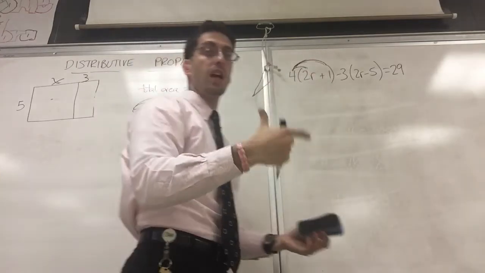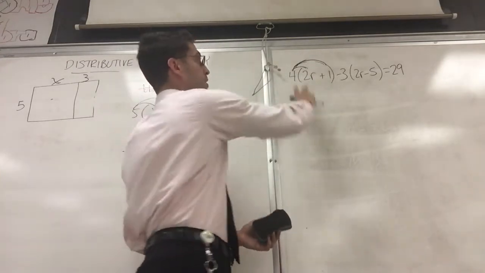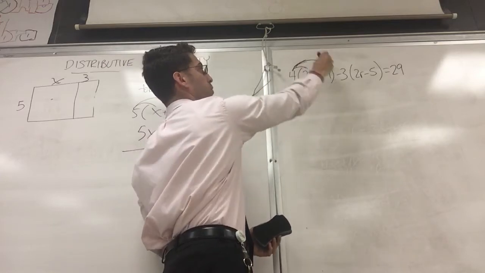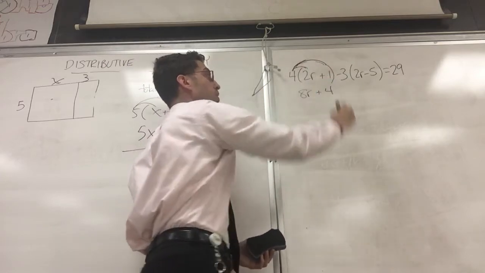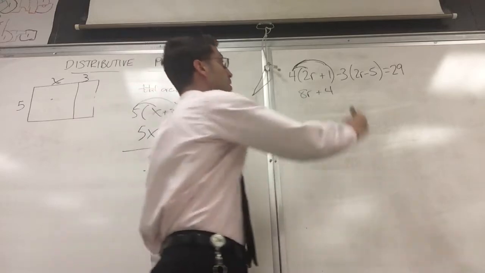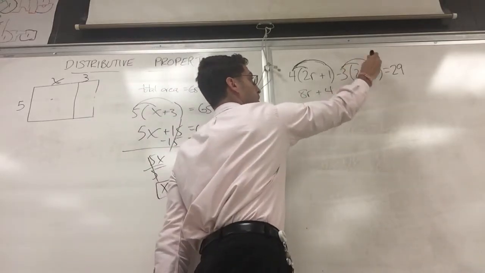When I distribute, the operation I'm using is multiplication. 4 times 2r is 8r. 4 times 1 is 4, so that's a +4. Good? Now, didn't I say this was a 3? I just distributed the 3.